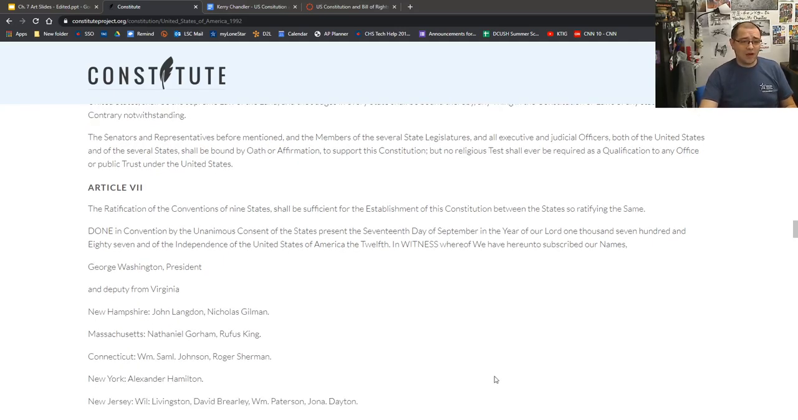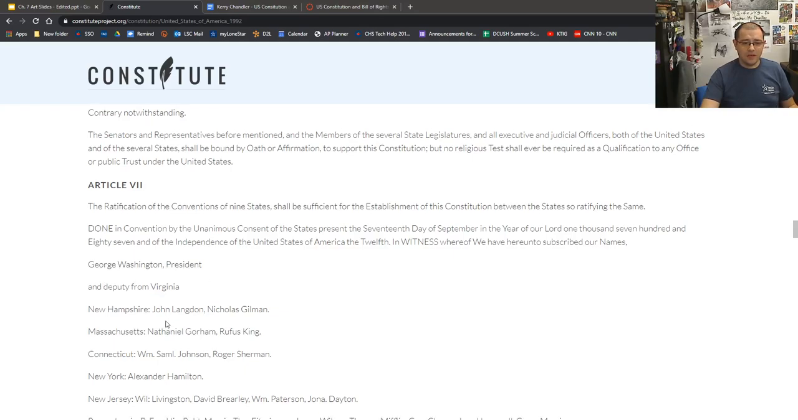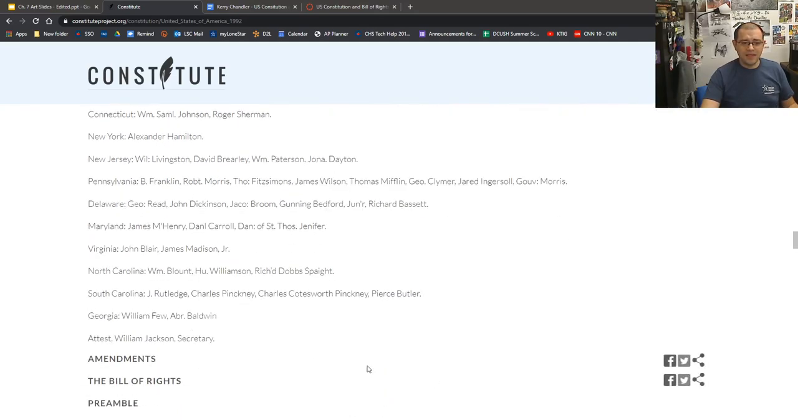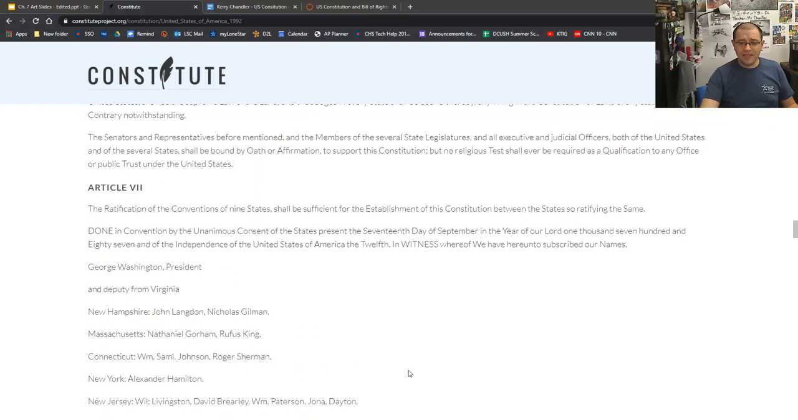All right, and then finally, Article 7, ratification of the conventions of nine states shall be sufficient for the establishment of this Constitution between the states so ratifying the same. And then we have, George Washington did sign it right there. He signed above everyone else. There we go, all the people. So Article 7 is ratification. That's the purpose. All right, and that's the Constitution.